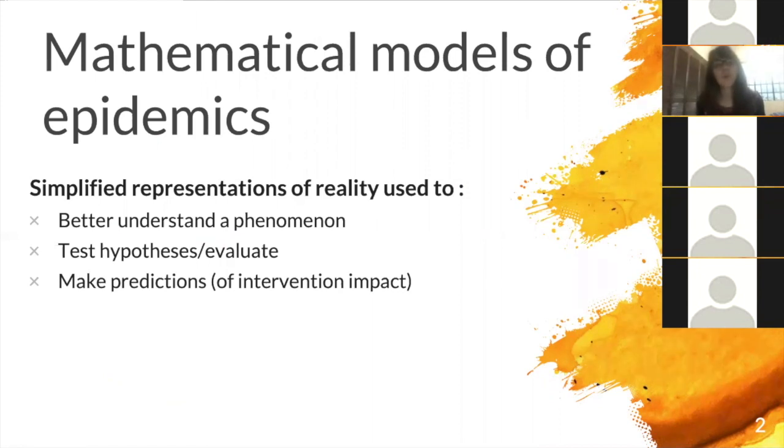So mathematical models are simplified representations of reality, and they're used mostly to better understand a phenomenon, to test and evaluate hypotheses, and to make predictions of the future, and in particular to evaluate intervention impact in the future. And so I'm going to show you an example for each of these objectives of modeling, just to get you into it.